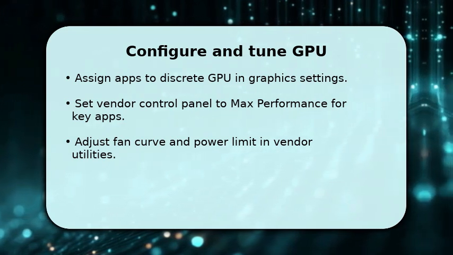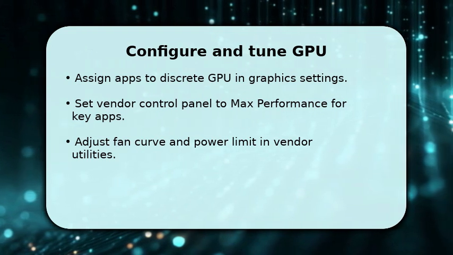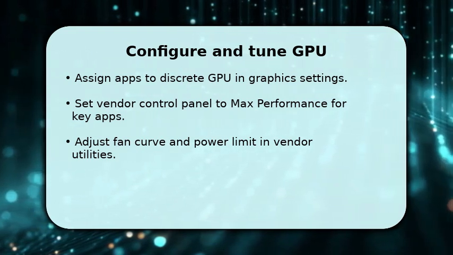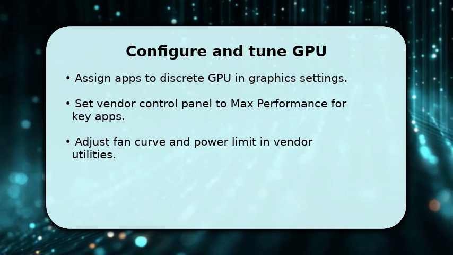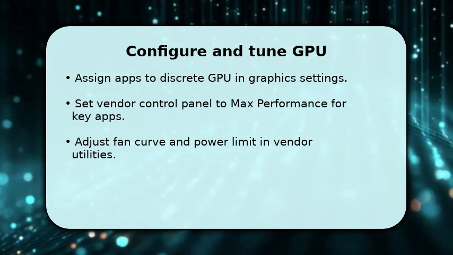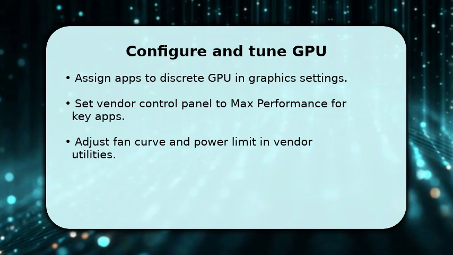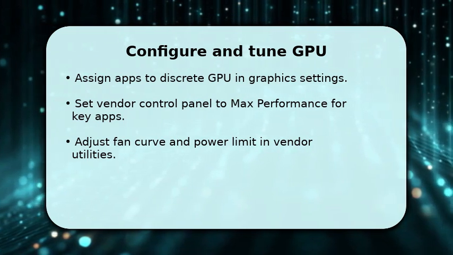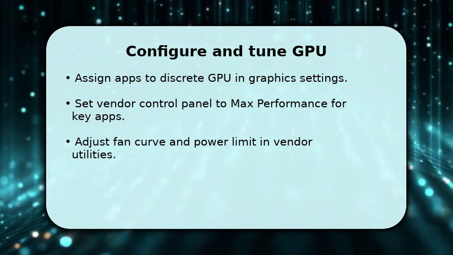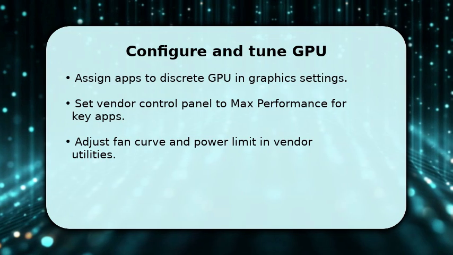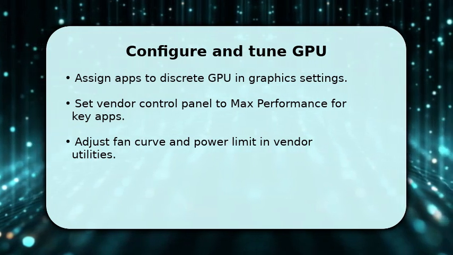After that, set the vendor control panel or GPU app profile to max performance for your target programs. This stops the driver from downclocking under load. Then fine-tune thermals. Use the manufacturer utility to raise fan speed or power limit slightly, and confirm sustained clocks with a monitoring tool so you know the change worked.